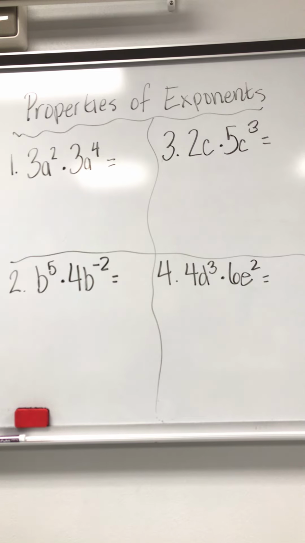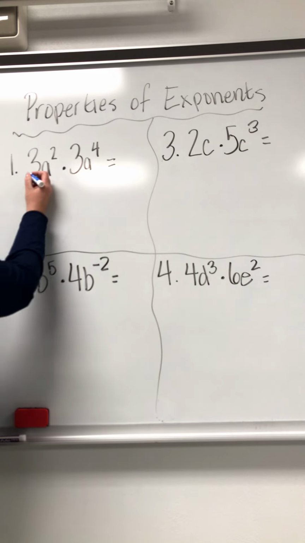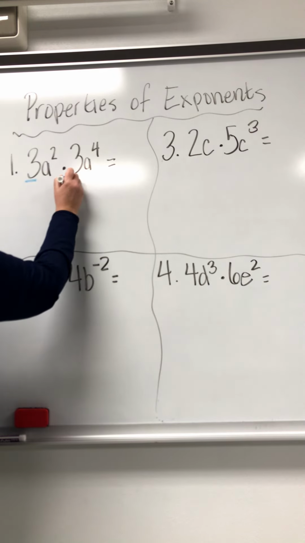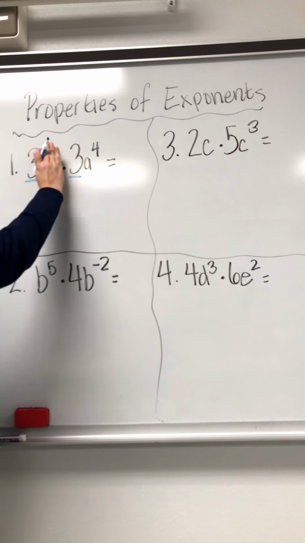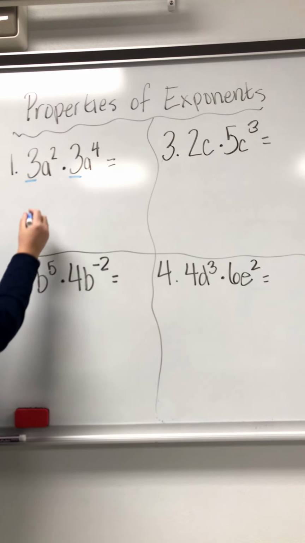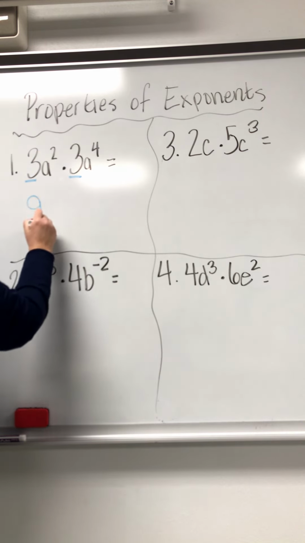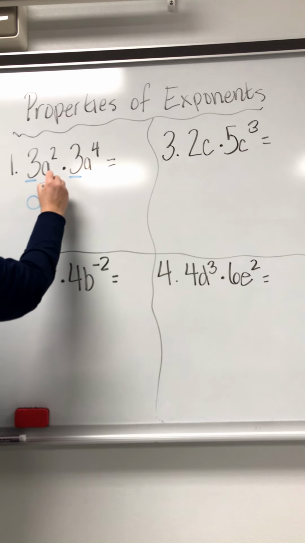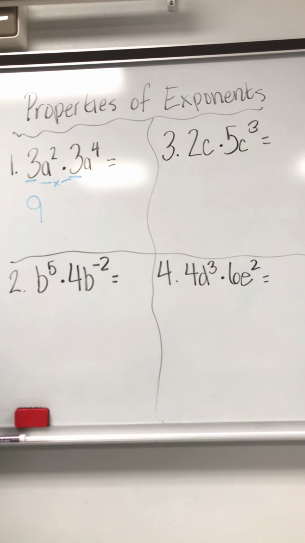We have 3x squared times 3a to the fourth. What are we going to do? The possibilities are endless. So let's take a look first. I want you to look at this as 3 times 3. Don't look at anything else. 3 times 3 will give us 9. These will still be multiplied together, okay?